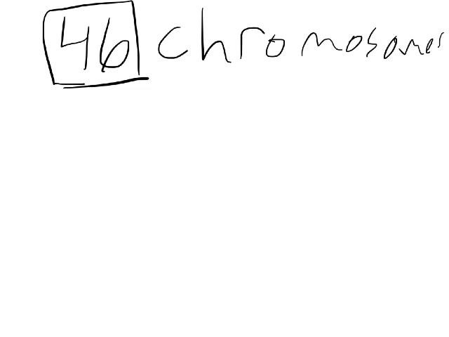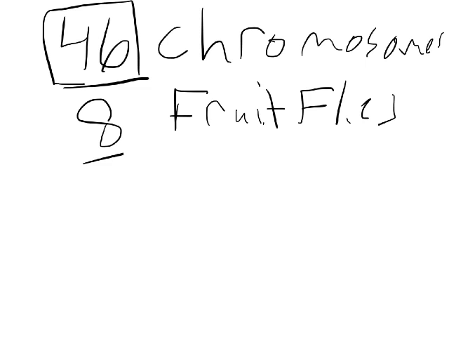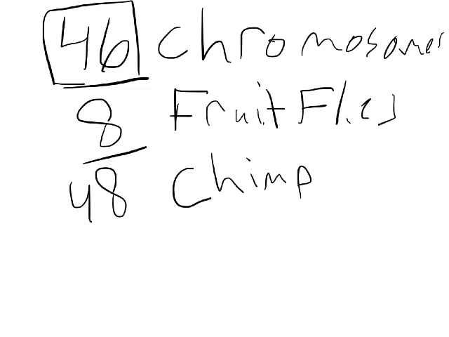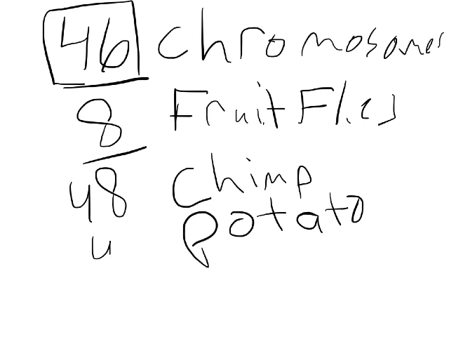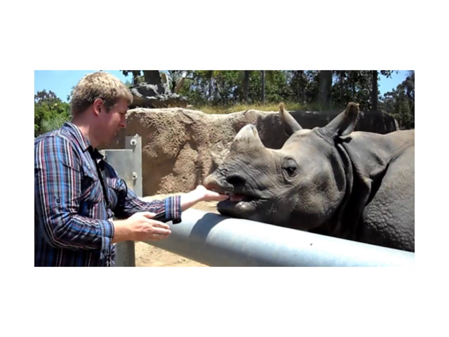Okay, fruit flies. Good old fruit flies. You should write these numbers down. Fruit flies have a chromosome number of 8. Chimpanzees, everyone looks at them, a close relative of ours. A chimp has 48. A potato also has 48. And there's other things like this rhino that I'm feeding that has actually a number of 84.